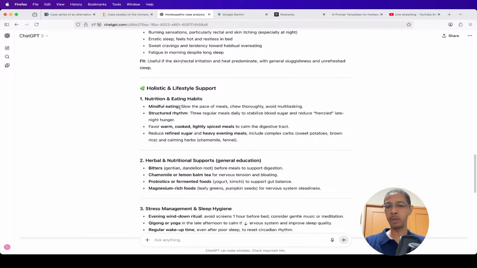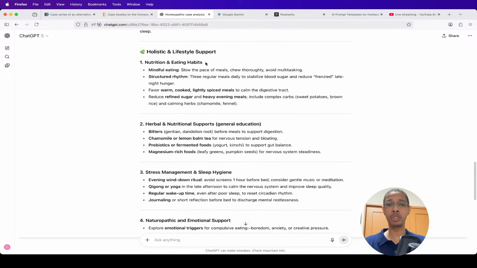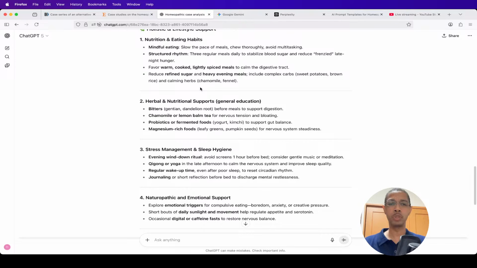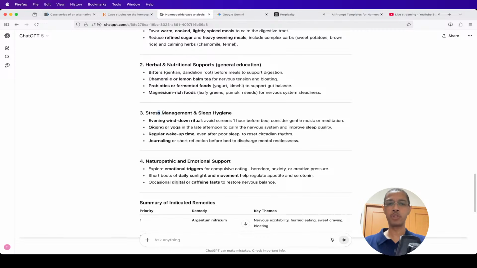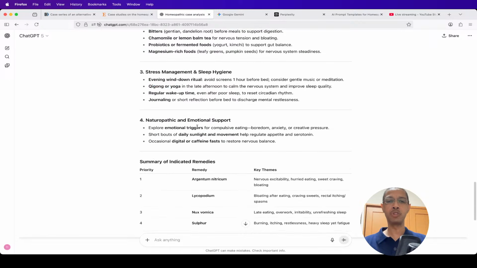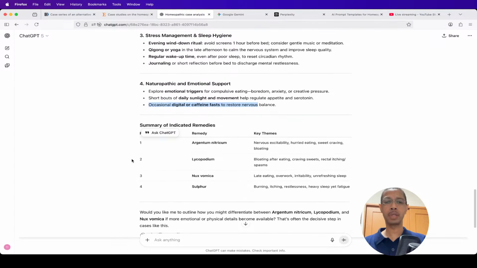Now, remember I had the other part that had some additional support. And so this is giving some additional things here. Nutrition, eating habits to help, mindful eating, structured rhythm, the 3 regular meals a day, just to slow the pace of the meals, some herbal support, chamomile, probiotics, magnesium-rich foods, stress management, evening wind down ritual, qigong or yoga. We know we love some qigong over here. Regular times of wake up, journaling, and then naturopathic and emotional support. Get some daily sunlight, some digital fasts, creative fasts, and then it gave a summary here.